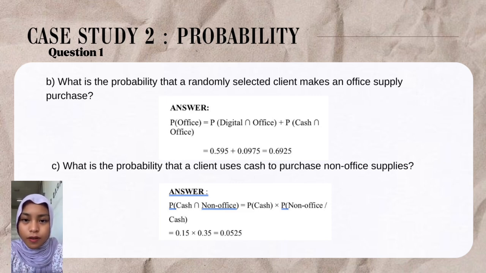C. I calculated the joint probability of a client using cash and buying non-office supplies. Cash intersection non-office, 0.15 multiplied by 0.35 equals 0.0525. This means only 5.25% of clients fall into this category.